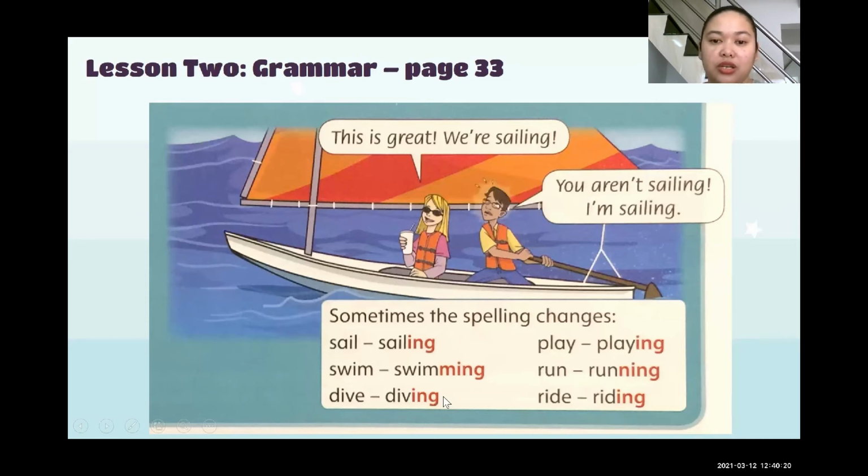So this is where our spelling changes. Look at this one, ride. Our verb ends with letter E. Again, if our verb ends with letter E, we need to drop the E or remove the E and add ing. Riding. Ride. Riding. So these are the rules that you need to remember in writing the sentences in present progressive tense.